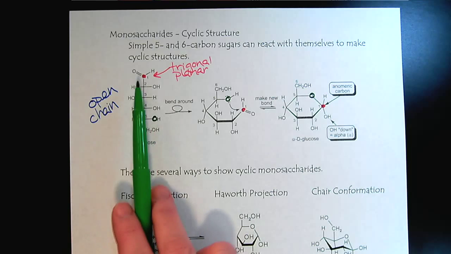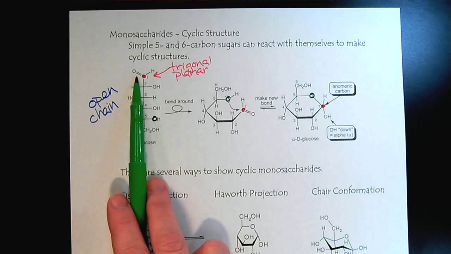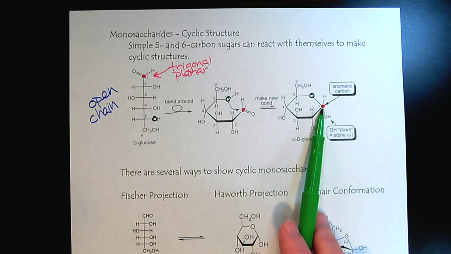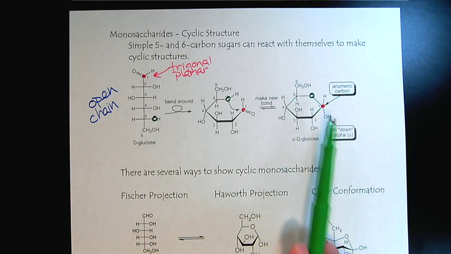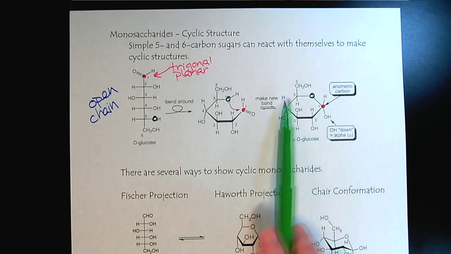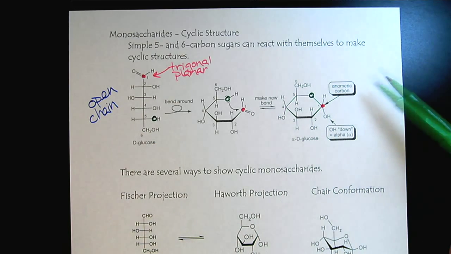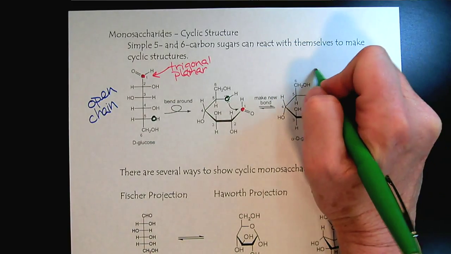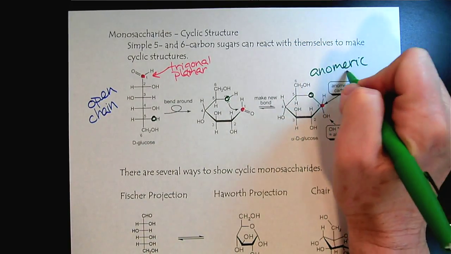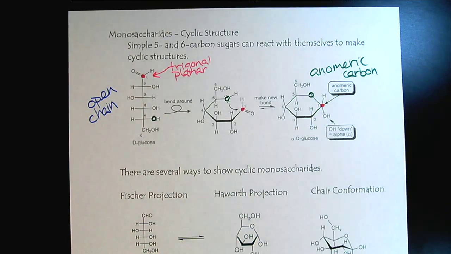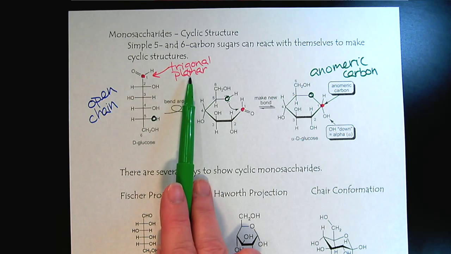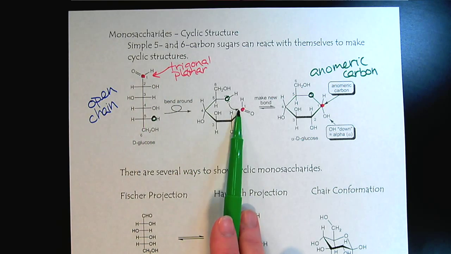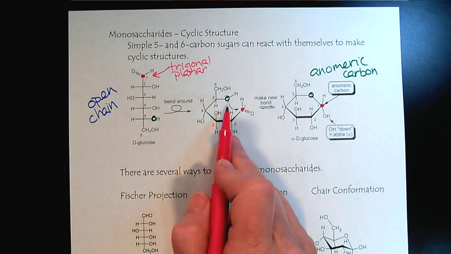So the carbonyl carbon, notice here it has a double bond to a single oxygen. Here the carbonyl carbon has 2 single bonds to oxygen. So once the carbonyl carbon has taken the form of the ring, it's now called the anomeric carbon. And so it's important to recognize the relationship between the carbonyl carbon and the anomeric carbon, that they're one and the same.